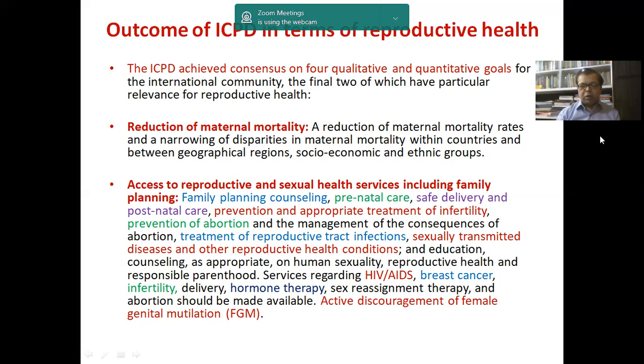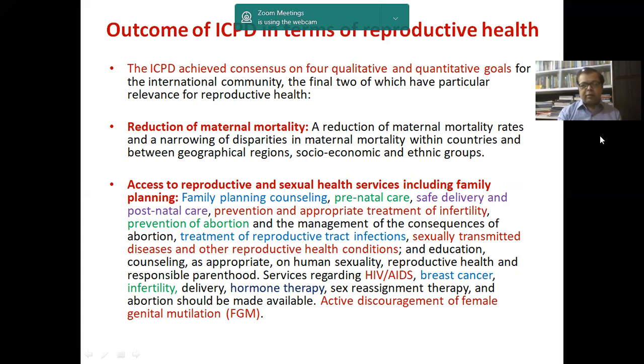The second important outcome is access to reproductive and sexual health services, including family planning. Now, this point actually covers several things, and I have highlighted all these things in different colors. I'll try to make you understand all these things in simple words, briefly. So family planning counseling, basically, when we talk about family planning, it means size of the family. So a small family, that is family planning, is what is generally understood.